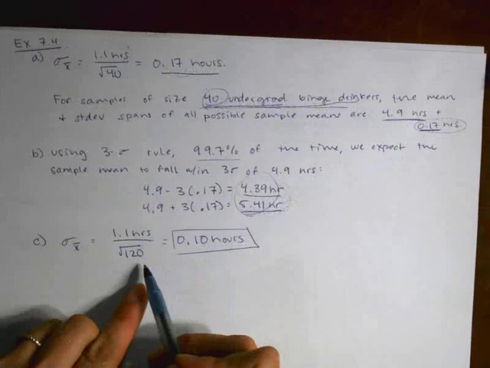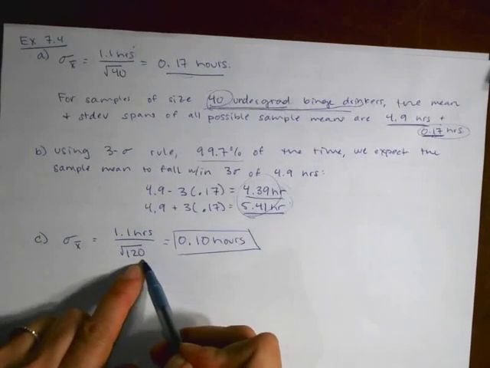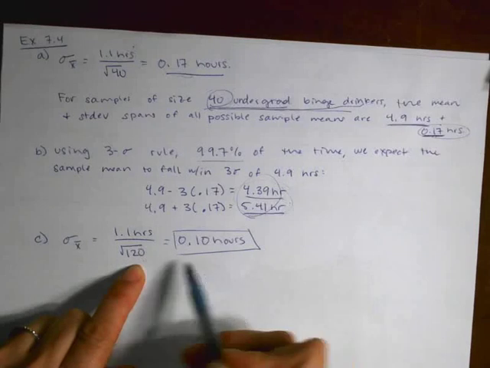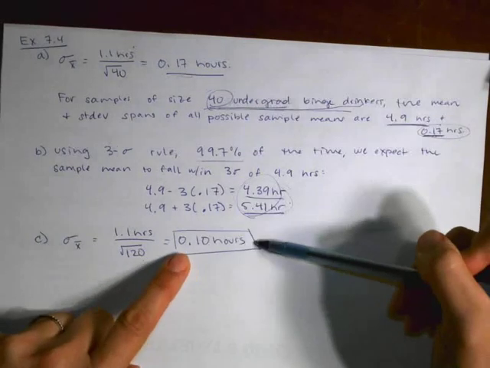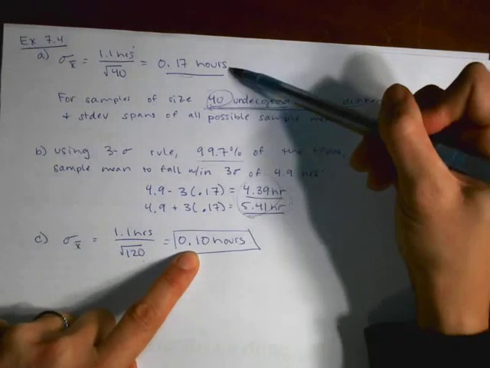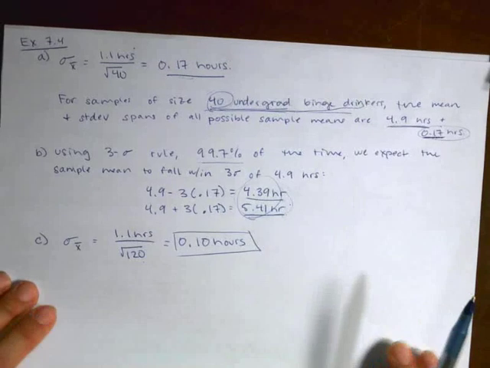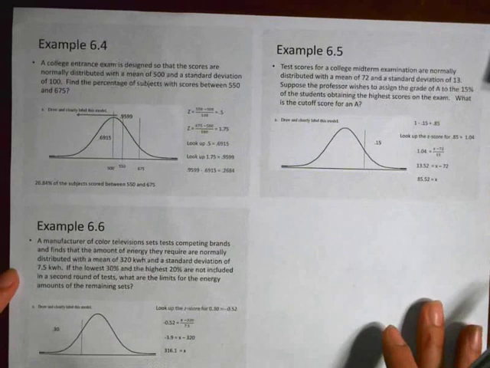So if I asked again the same question up here, which I haven't asked, in taking more students, we would be doing a better job of hopefully representing the population from our sample. And that is represented in the fact that our standard error of the mean is only 0.1 hours down here, whereas it was 0.17 hours up here.